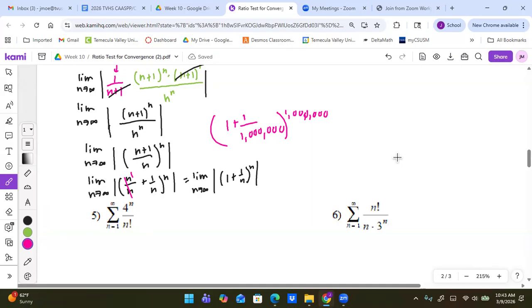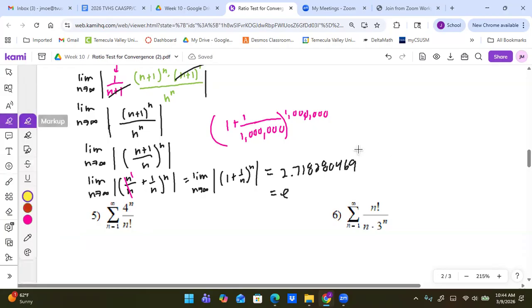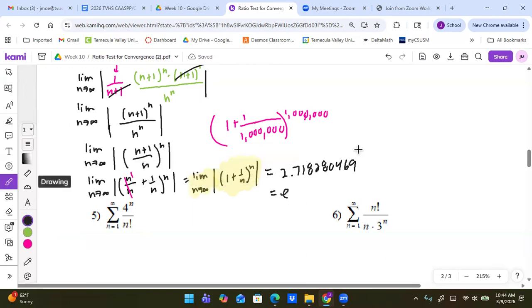No, it's not 1. Did you type it in? What's the answer? What is it, Leela? What is this number? It's e. This is e. This is the definition of e. I'm always throwing it at you randomly. That's the definition of e, by the way.